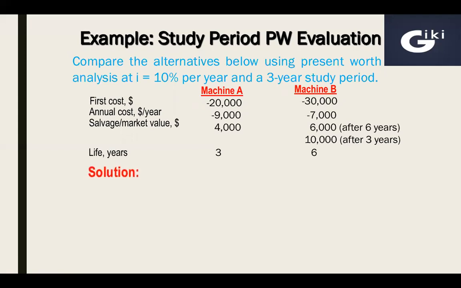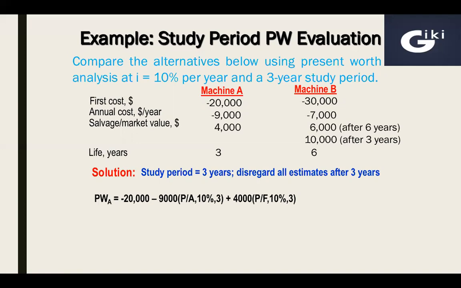Solving the problem. Here we have a study period of 3 years, so we need to disregard or ignore all cash flows after 3 years. Present worth of machine A: minus 20,000 initial investment as it is, then minus 9,000 annual operating expenditures for 3 years. We need to convert it into present amount by using the P over A factor for 10% and 3 years.